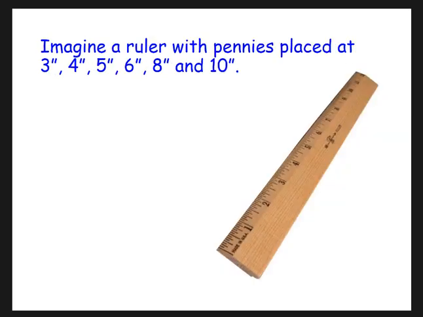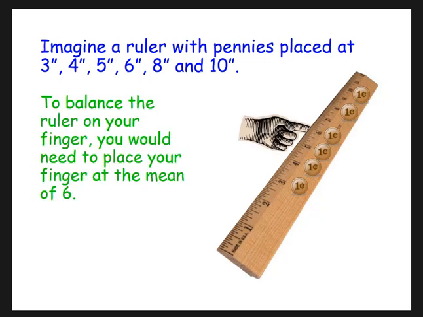So imagine a ruler with pennies placed at 3, 4, 5, 6, 8, and 10. If you place those pennies on that ruler, the point that would balance would be 6. If you put a fulcrum or a piece under 6, it would balance there.